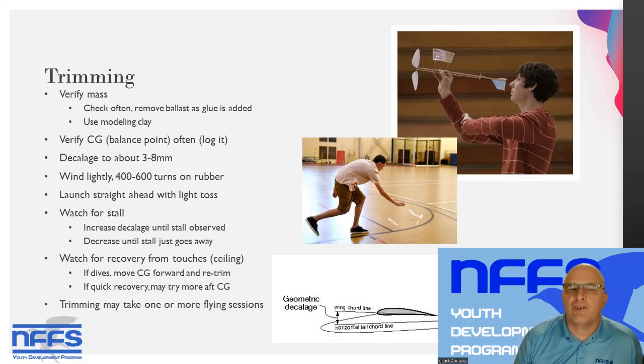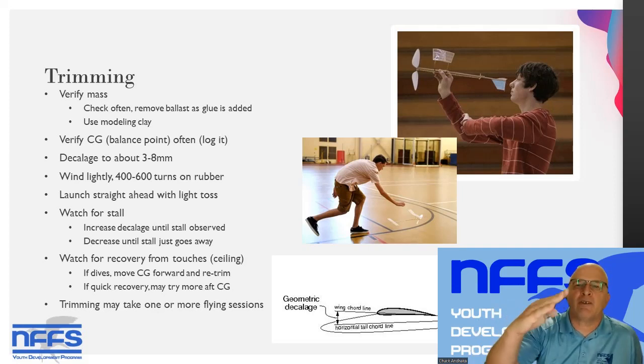Now, once you get into the gym, you'll wind the plane lightly, meaning 400 to 600 turns on the rubber, and then launch it straight ahead with a light toss, as shown in the top image here. Shoulder high toss is fine. And this is a low-powered flight, so the plane shouldn't climb much. What you're looking for is the character of the flight with this low power.